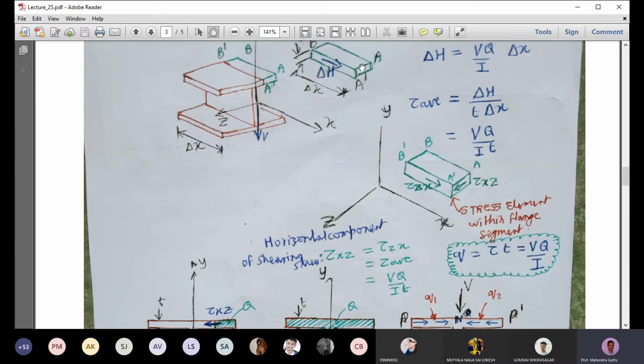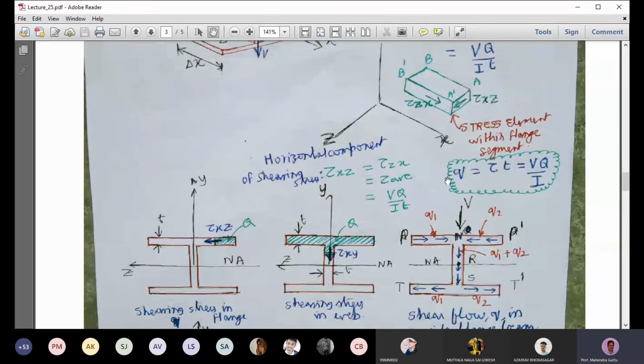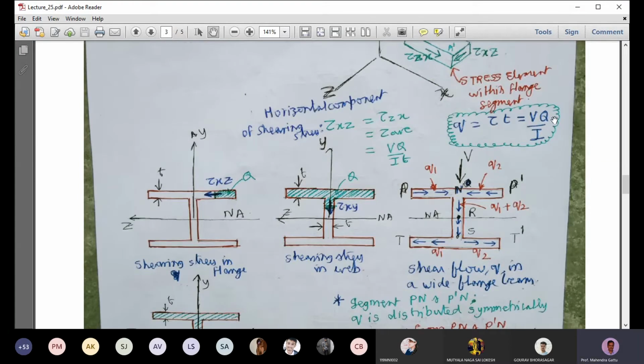So thickness of this segment in the y direction. Okay. So now we define Q. We'll call it the shear flow. Shear flow will be tau times T, that is shear stress times the thickness in the y direction. So we will get tau T is equal to VQ by I. Okay. So we can remember this quantity.